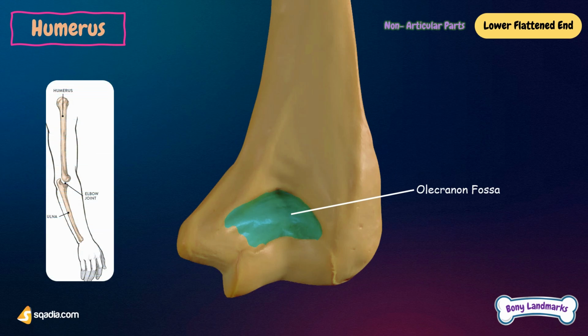And the last fossa of the humeral bone is at the posterior aspect, called the olecranon fossa. It accommodates the olecranon process of the ulna when the elbow is extended.